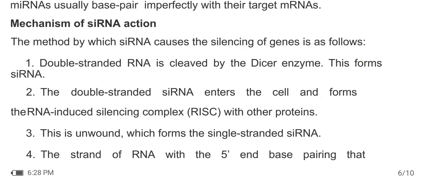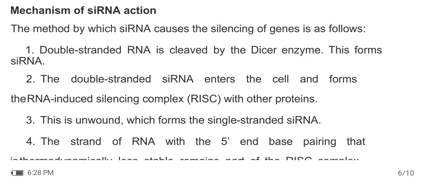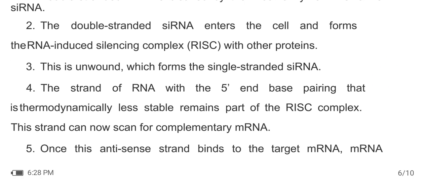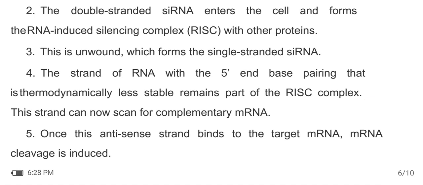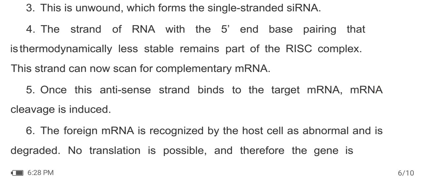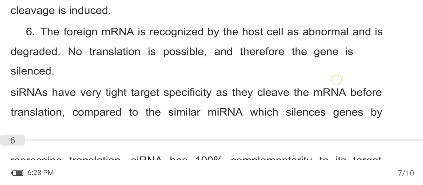The mechanism of siRNA action, the method by which siRNA causes the silencing of genes, is as follows. A double-stranded RNA is cleaved by the dicer enzyme. This forms siRNA. The double-stranded siRNA enters the cell and forms the RNA-induced silencing complex, or RISC, with other proteins. This is unwound, which forms the single-stranded siRNA. The strand of RNA with the 5' end base pairing that is thermodynamically less stable remains part of the RISC complex. This strand can now scan for complementary mRNA. Once this antisense strand binds to the target mRNA, mRNA cleavage is induced. The foreign mRNA is recognized by the host cell as abnormal and is degraded.